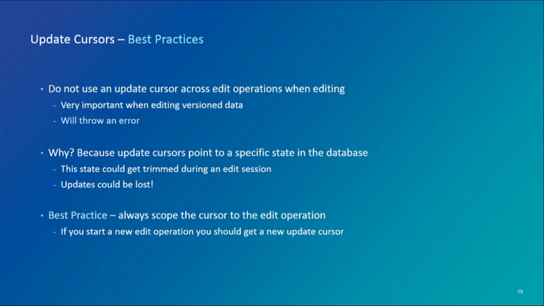Why was that important? Well, the versioned edit was based on a state, and if you move that state by making a new transaction, then you could lose the updates in that edit session. So always scope your cursor to the edit operation.